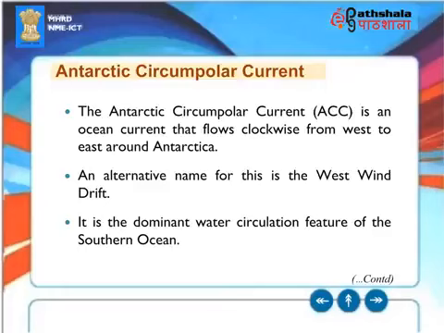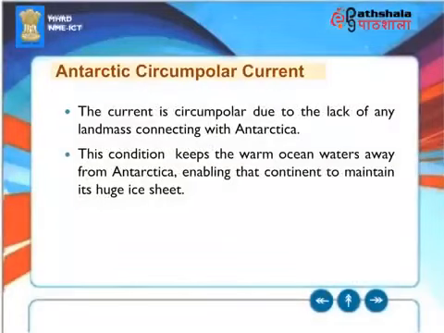The Antarctic Circumpolar Current, ACC, is an ocean current that flows clockwise from west to east around Antarctica. An alternative name for this is the west wind drift. It is the dominant water circulation feature of the Southern Ocean. The current is circumpolar due to the lack of any landmass connecting with Antarctica. This condition keeps the warm ocean waters away from Antarctica, enabling that continent to maintain its huge ice sheet.